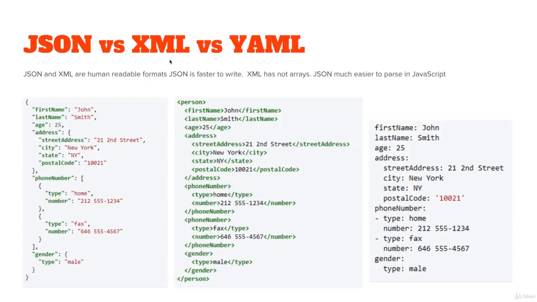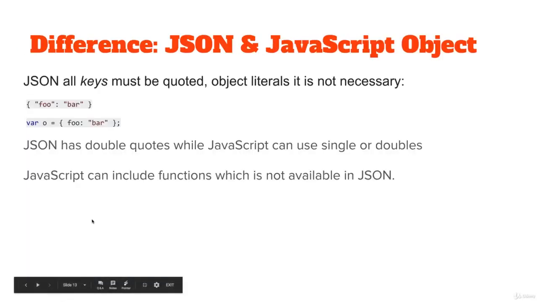So JSON versus XML versus YAML. So there are some differences. JSON's the one here on the left-hand side. So this is one of the easiest ones to read, write, and use within JavaScript. There are some differences, of course, from JavaScript. So within JavaScript, we don't need to have the quotes around it. Within JSON, we need to have double quotes. JavaScript can be single or double quotes. Also, we can't run any functions within JSON either.